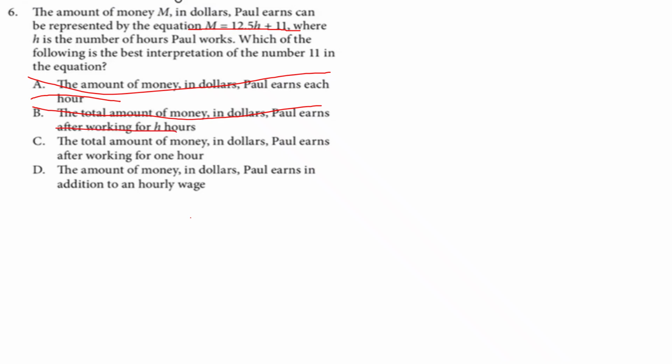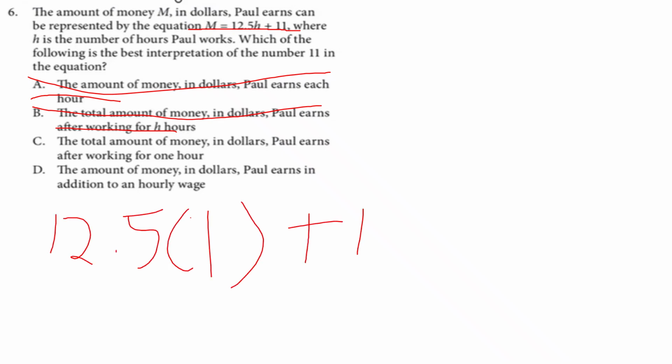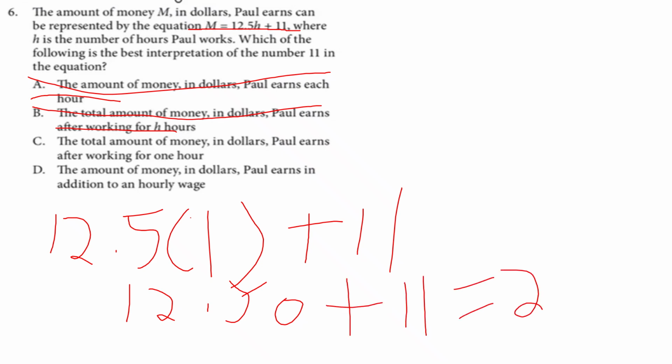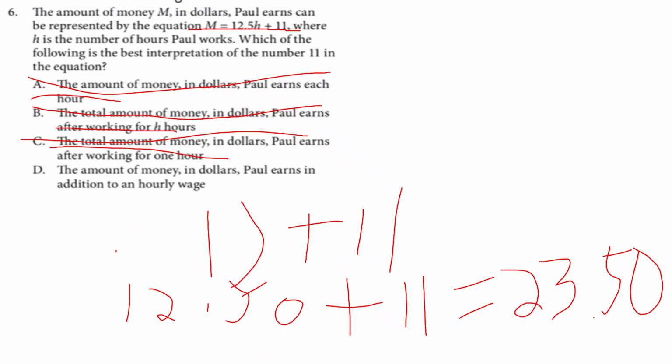C, the total amount of money in dollars Paul earns after working 1 hour. That's kind of the same thing. So if Paul works 1 hour, he's going to earn 12.50 times 1 plus 11. So he's going to earn 12.50 because we multiply 1 times 12.5, plus 11. That's what Paul is going to earn after 1 hour of work. And if Paul worked 2 hours, he's going to earn another $12.50. So C does not work for us either. So let me go ahead and X out C and get rid of these notes down here that I wrote.